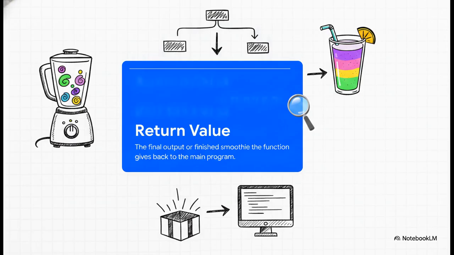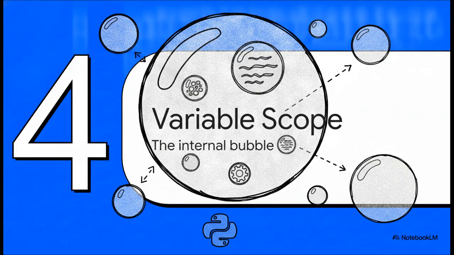The function did all the hard work blending things up, and the return value is that tangible result handed right back to you, ready to be used however you want in the rest of your code. Section 4, understanding variable scope, the machine's internal bubble.